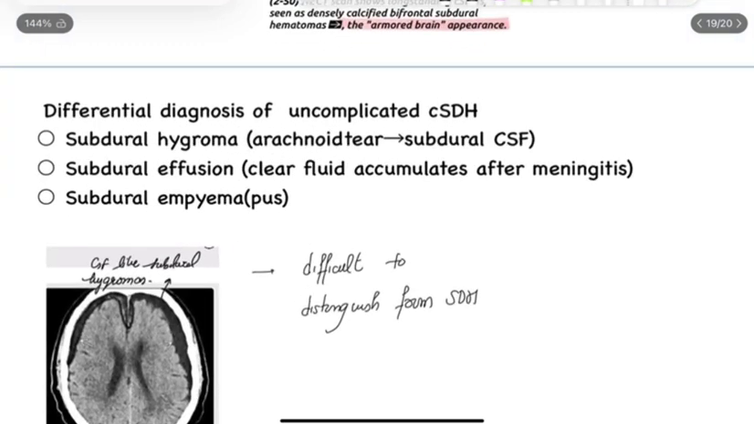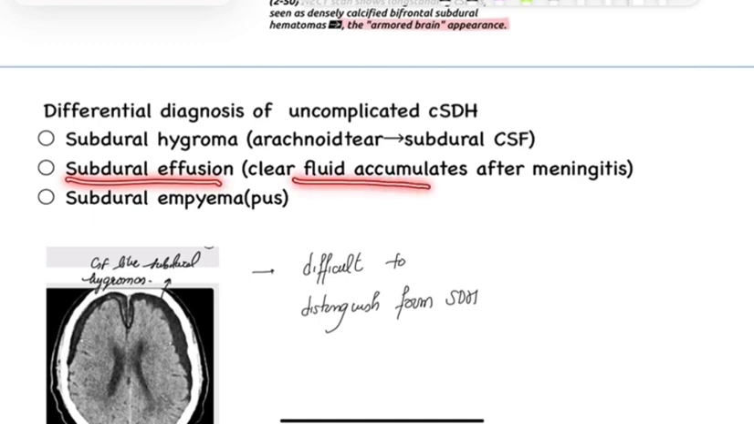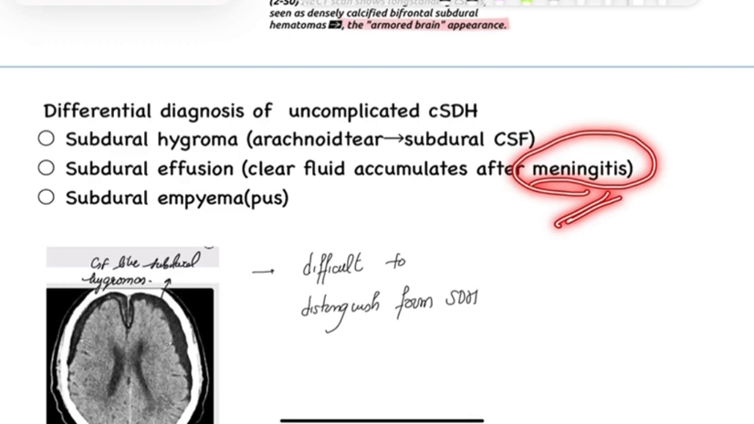Now there are a few differential diagnoses of uncomplicated chronic SDH. It is subdural hygroma, where in case of arachnoid tear, the CSF gets accumulated in the subdural space, as shown in this image. It is almost impossible to distinguish it from SDH. A subdural effusion, when clear fluid accumulates in the subdural space after an inflammatory process like meningitis, and a subdural empyema.